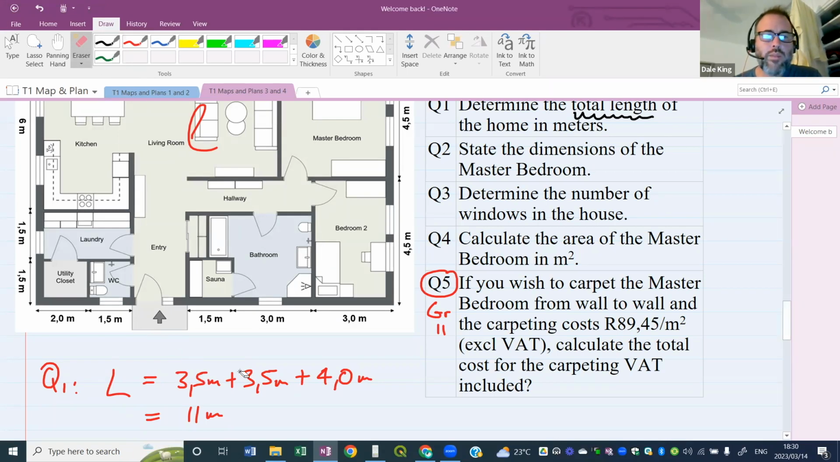So question 1 is add up all the dimensions. We could do the bottom as well. If you look at the bottom, we've got 2, 1,5. Oh, yeah, these numbers are not correct. This needs to be 0,5, 0,5, Thokozile says, and not 1, using a ruler on the screen.